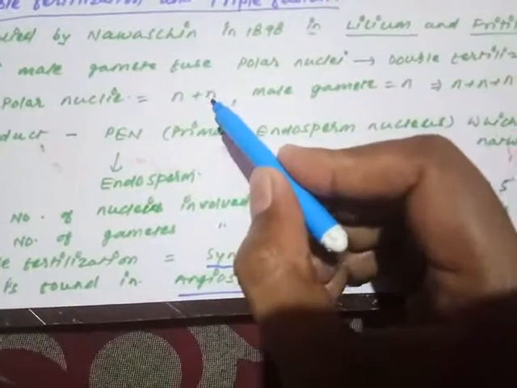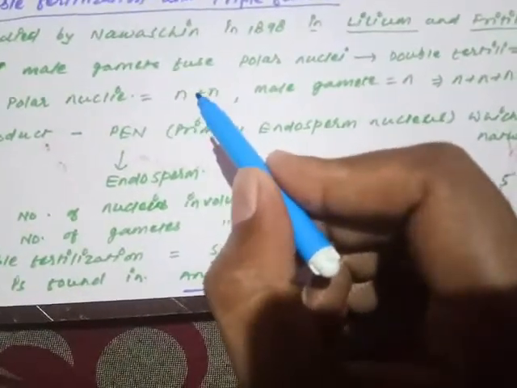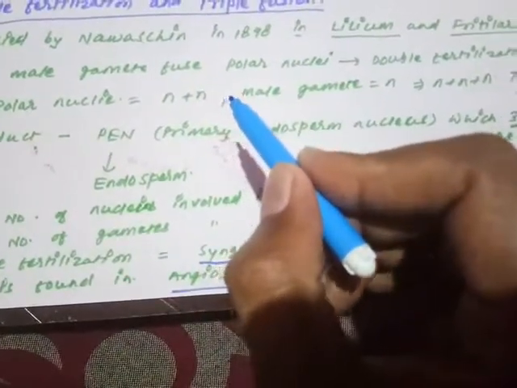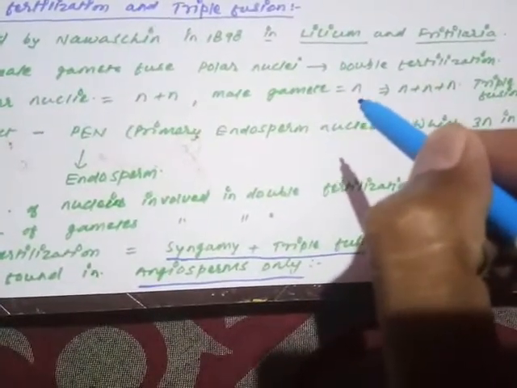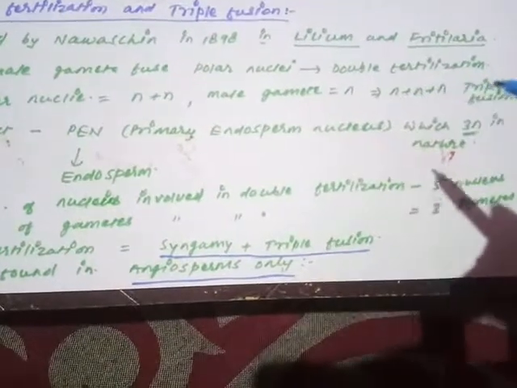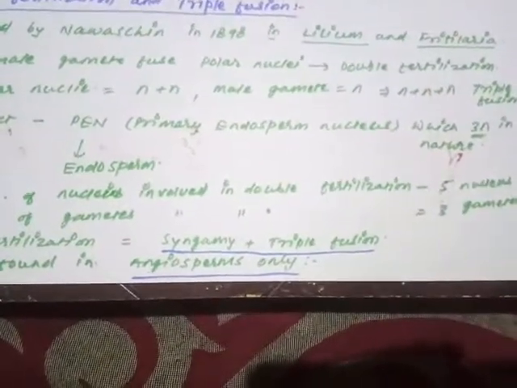Polar nuclei, you know very well, the condition of the polar nuclei is n plus n, and another male gamete is going to fuse there. So that is another n. So n plus n plus n. So here three nuclei are going to fuse.